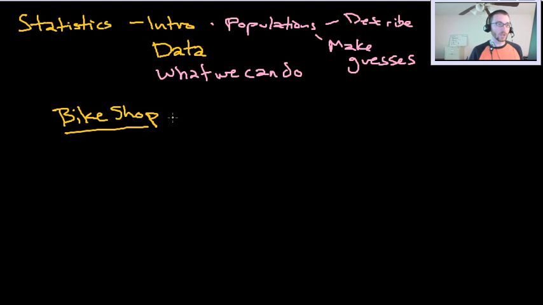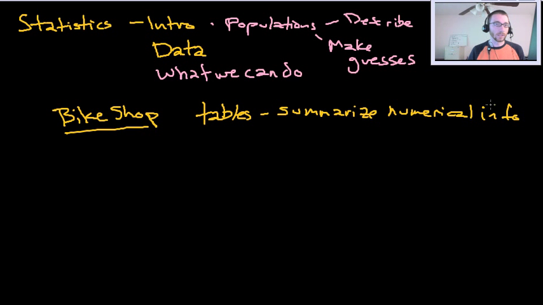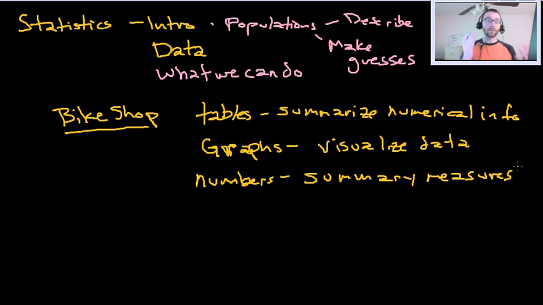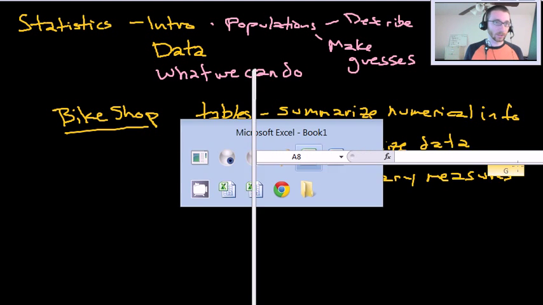There are 3 different ways that we generally use. One is tables, and that's where we summarize numerical information in one place. Another is graphs or charts, and this is where we visualize data. And then the last one is numbers, and these are summary measures. They're a little bit different than tables because sometimes you can have just one number, like the average age. That's just one number, and it says something about your population, or at least about your sample.